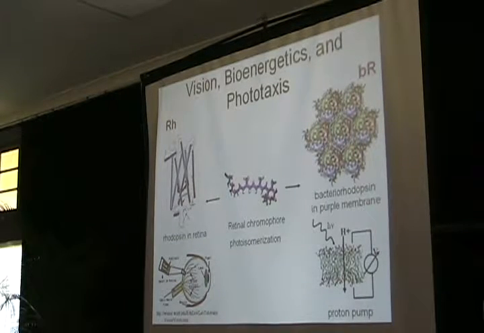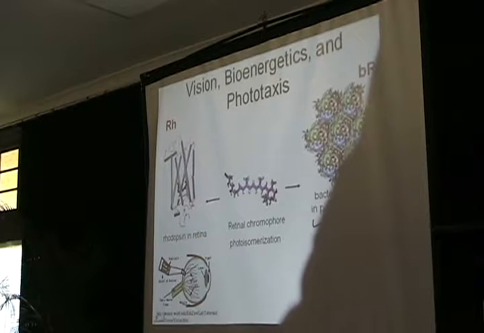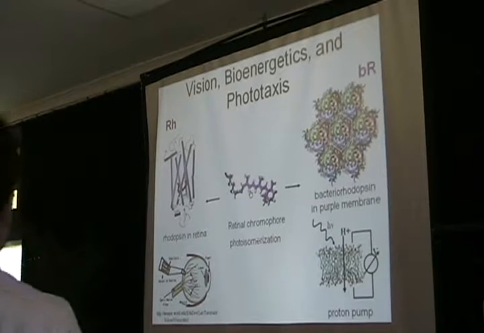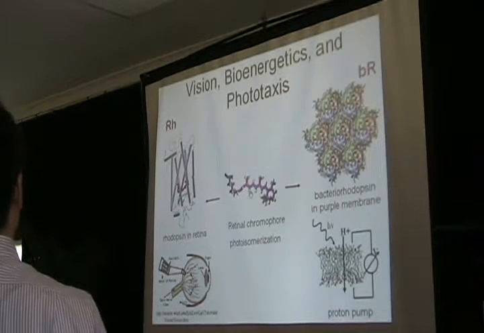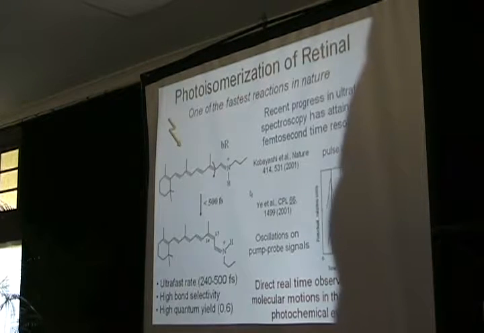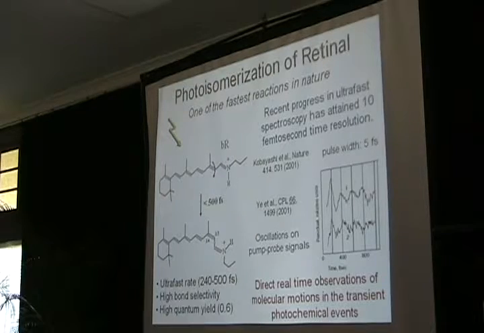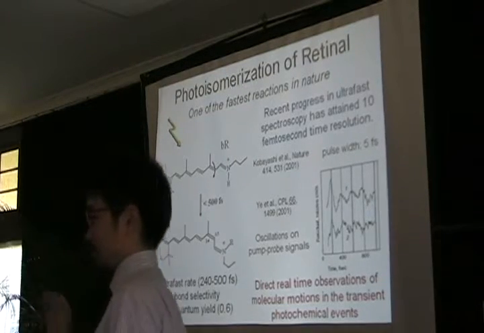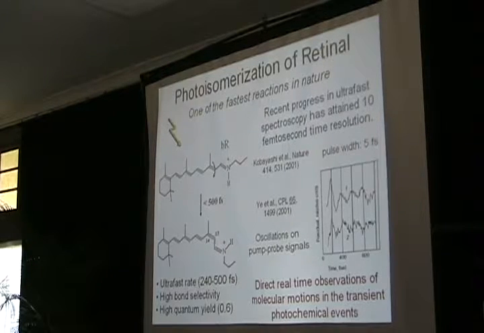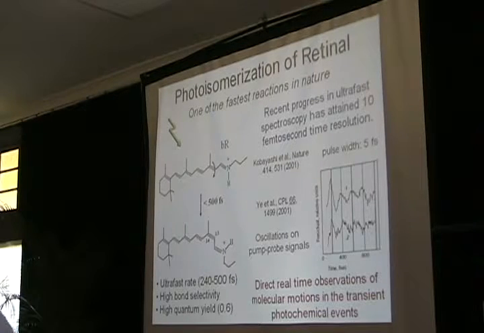Interestingly, those various kinds of functions are all triggered by photoisomerization of the chromophore. So you can see the rotation around this bond. This is photoisomerization. This photoisomerization of retinal is known as one of the fastest reactions in nature. For example, photoisomerization completes within 500 femtoseconds.